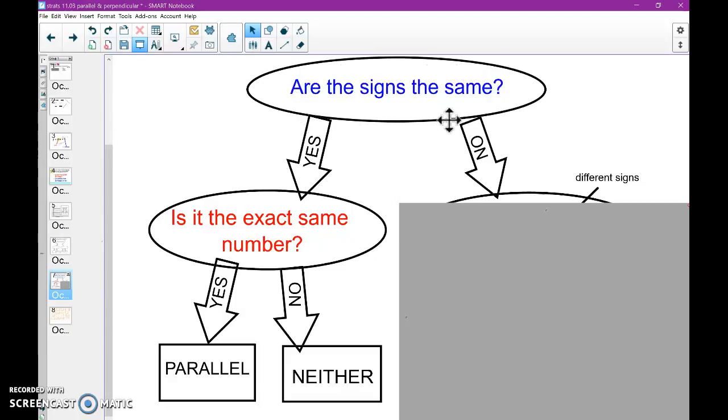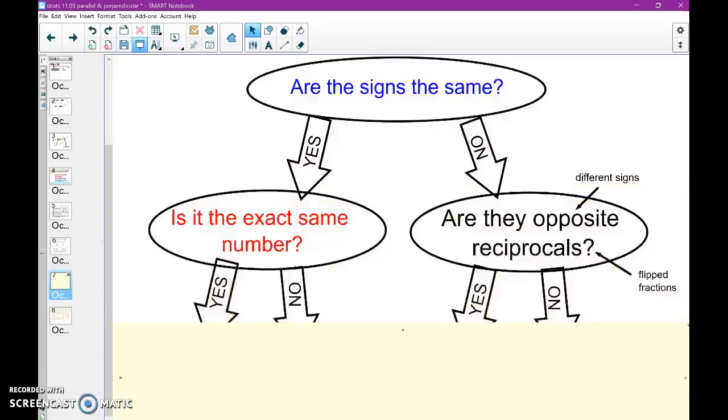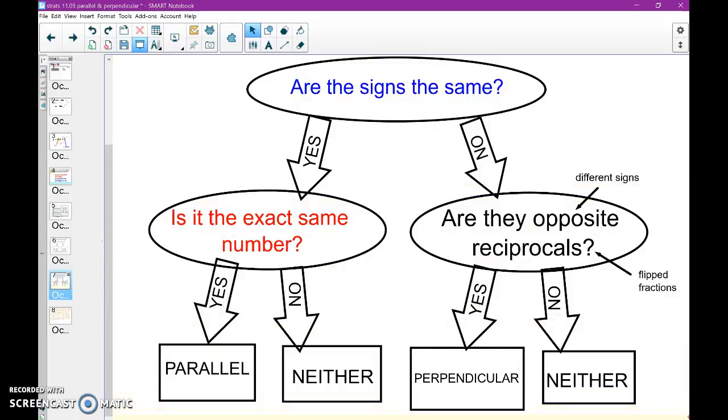What about if they're not the same? Okay, well then we have to ask ourselves a couple questions there as well. Let's see if I can get this box to go away. Whoops. Holy moly. Fine, we'll just do it this way.